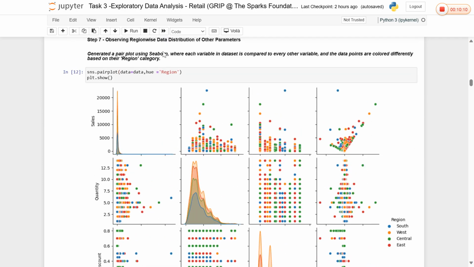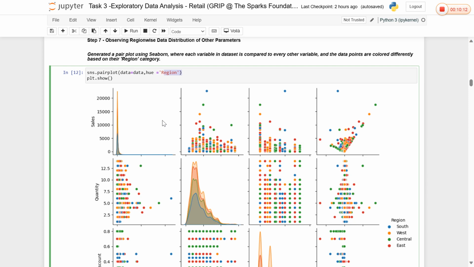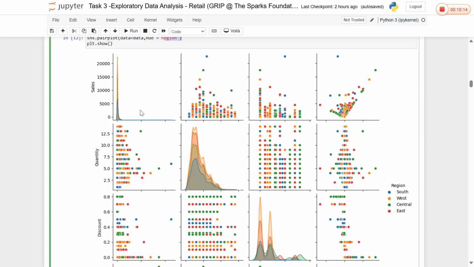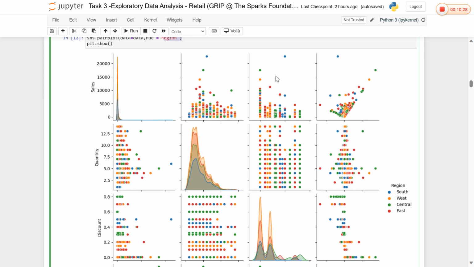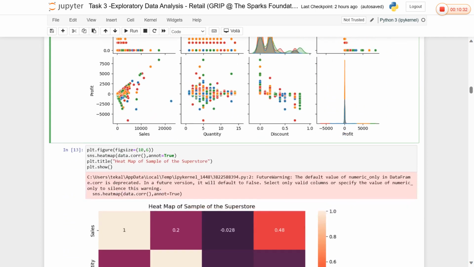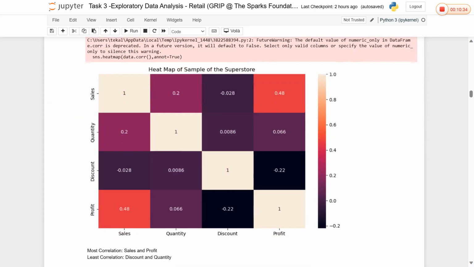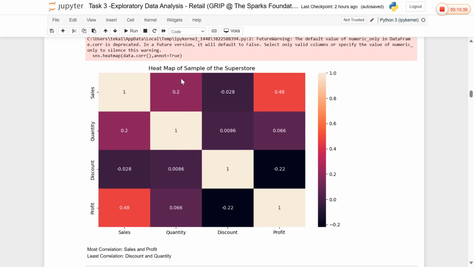Region-wise, we have discovered some patterns in sales, quantity, and discount. The blue is for the south region, the orange is for the west, green is for the center, and red is for the east region. We have analyzed the sales, the quantity, the discount, and the profit, and we have also analyzed using the heat map.